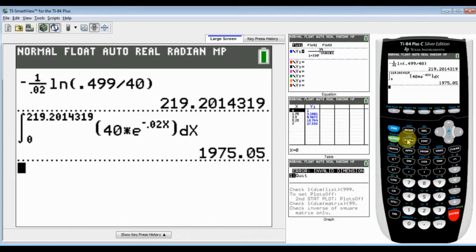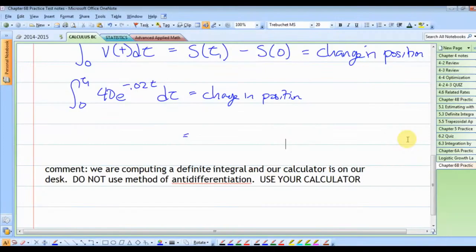Common error would be using a minus sign instead of a negative. Oh yeah, that happens. What did it say, like, error? Common error is using a minus sign instead of a negative sign. Oh man, it's like I knew that was going to happen. Yay. 1975.05. I got 200.